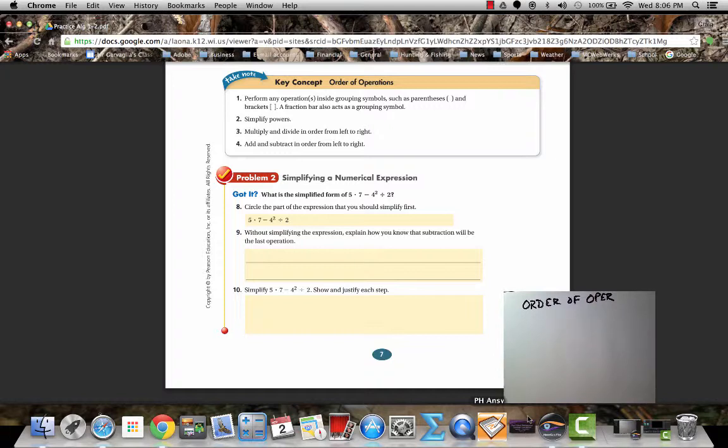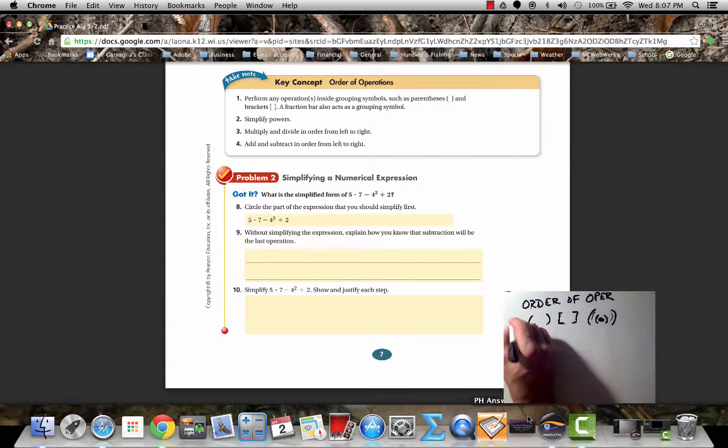First, we're going to perform anything that was within the parentheses, or square brackets. Mostly what you're going to see is parentheses. And we always work from the inside parentheses to the outside parentheses. So if we have parentheses here and parentheses inside, we're going to work in this area first, and then go out to this area and work our way out. The next thing we're going to do is simplify powers.